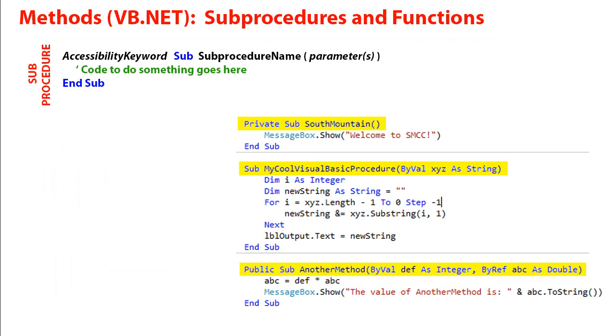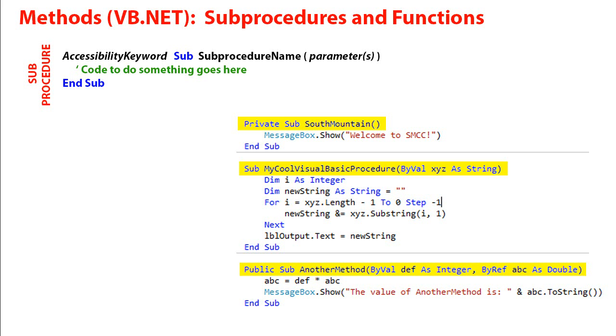So let's take a little closer look at the subprocedure. So here's three examples of the declaration statement. In the first one, I have nothing in the parentheses as far as parameters. So simply Private Sub SouthMountain. And we use what's called Pascal casing in declaring subprocedures and functions, where I capitalize the first letter. The second example here is a subprocedure that doesn't have an accessibility keyword. So by default, it's going to be private, but it doesn't have to be declared.